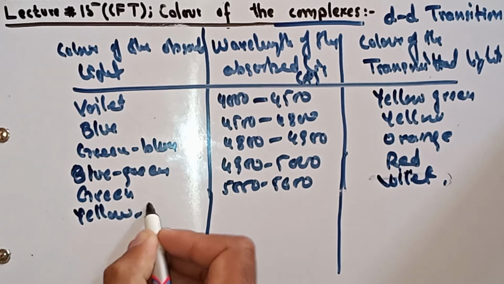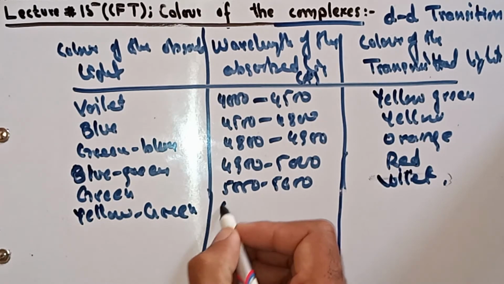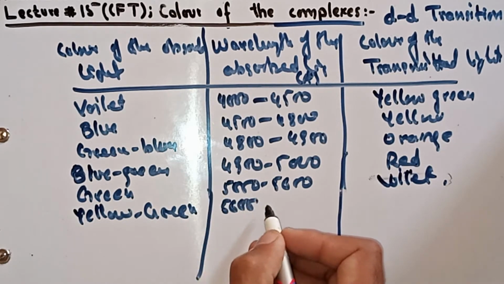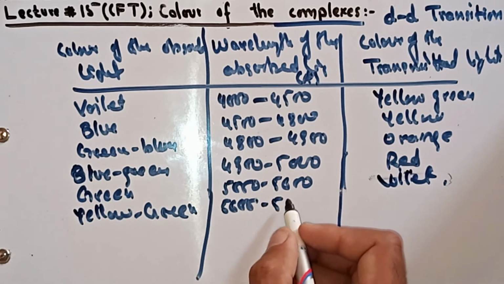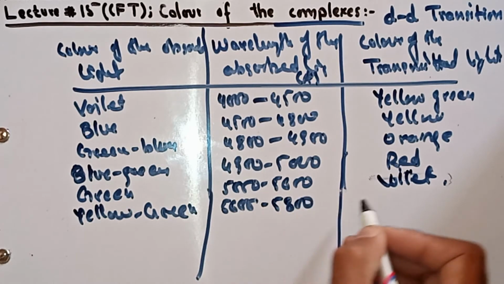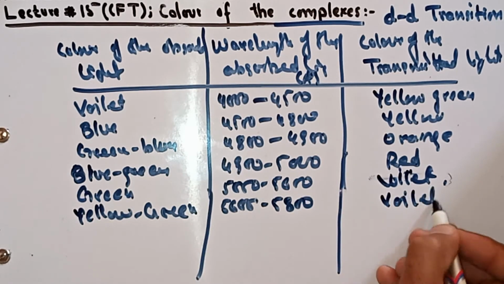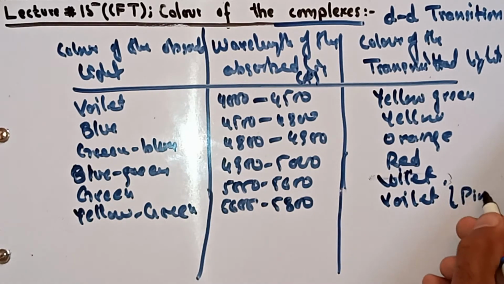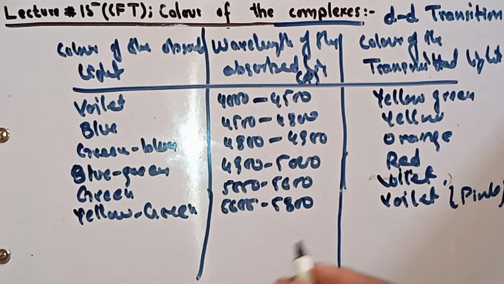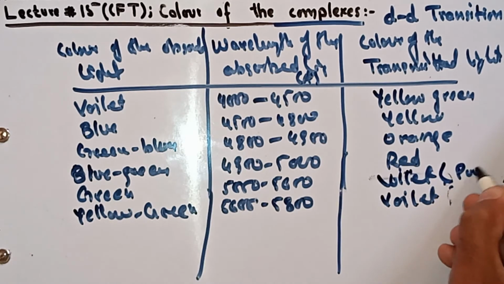When the complex absorbs yellow green color, its wavelength is from 5600 angstrom to 5800 angstrom, while its complementary color is also violet. But it is pink, dark pink. Yeah, sorry, it is not pink. This one is like purple.